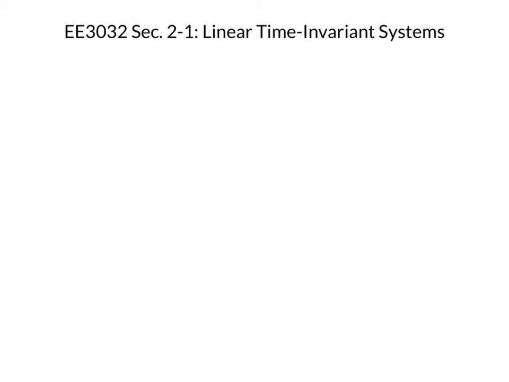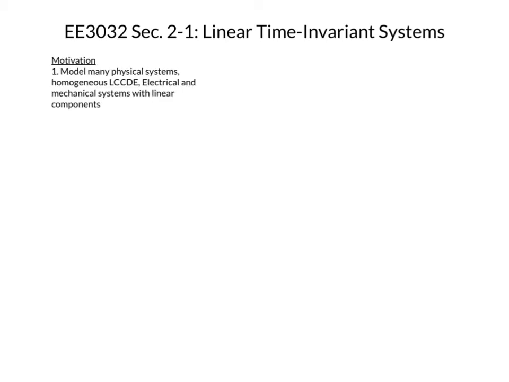What we're going to do in this section is talk about a particular type of system, a system that has two properties, linearity and time invariance. And we're going to look at why we study these systems. The first reason is that they are sufficient and very powerful for modeling many real physical systems, including electrical and mechanical systems that have linear components such as resistors, inductors, and capacitors, but not diodes or transistors, and also any system that can be described with a linear constant coefficient differential equation that is homogeneous.